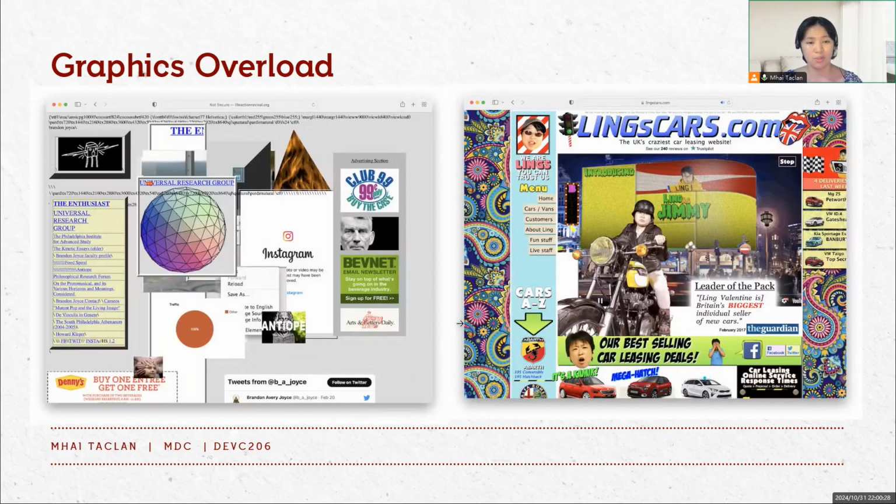Here are 2 examples of websites that make no sense at all because of graphic overload. You can see one has random shapes, random columns, and the other has just too much going on, too much background. All you can see are pictures of him. If you don't look clearly at his heading links, you wouldn't know that he is actually leasing and selling cars. So we need to choose the graphics wisely.